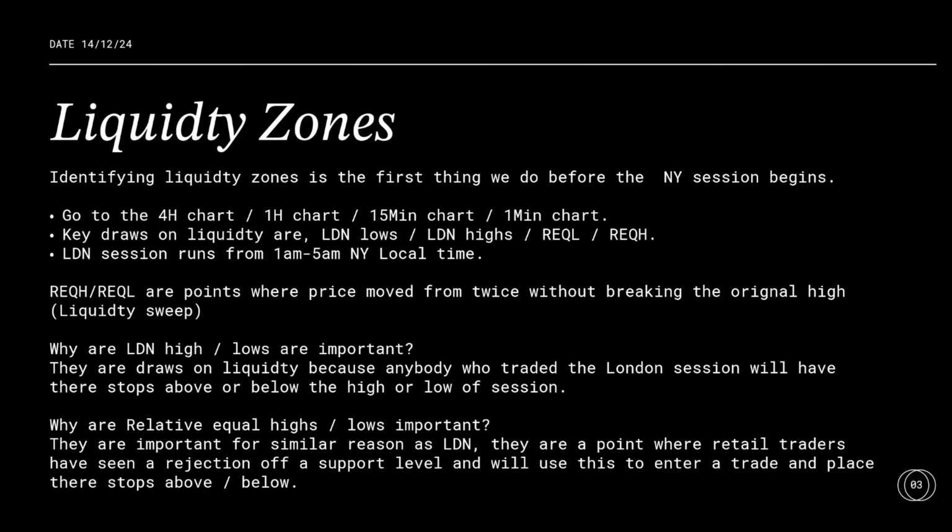Relative equal highs and relative equal lows are points where price moves to a level twice without breaking the original high. If I had taken the original high, that would be classed as a liquidity sweep, which would make it completely invalid. So you're probably asking yourself, why are London highs and London lows important?